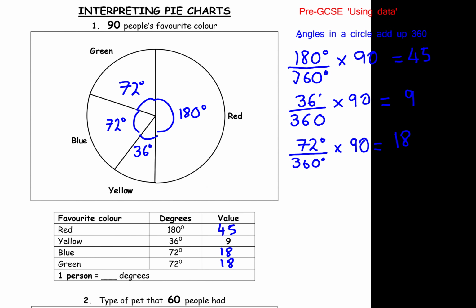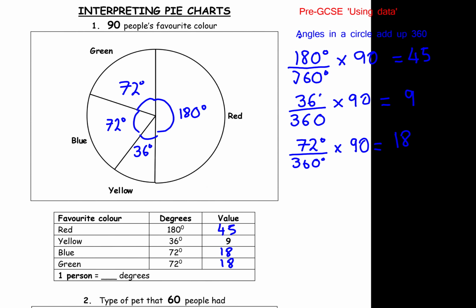Now to check whether you've done it correctly, make sure all of these values that you've put here add up to 90, because remember we've got 90 people, and also all these angles add up to 360.